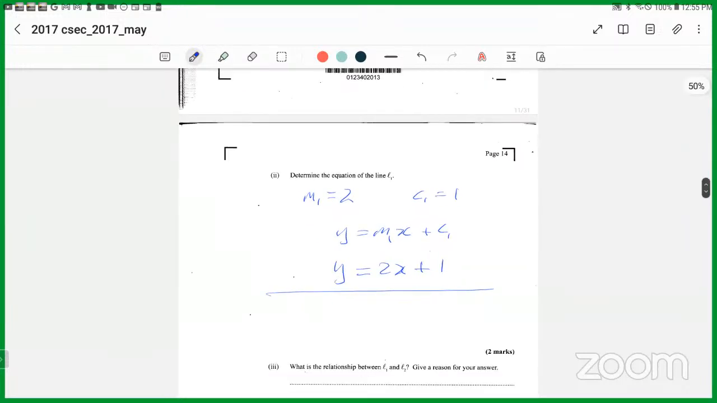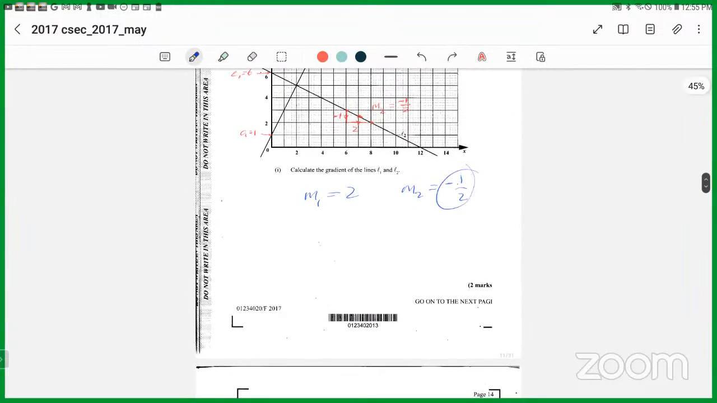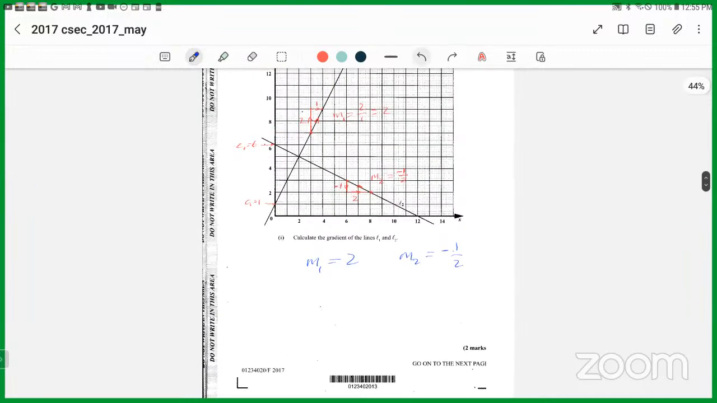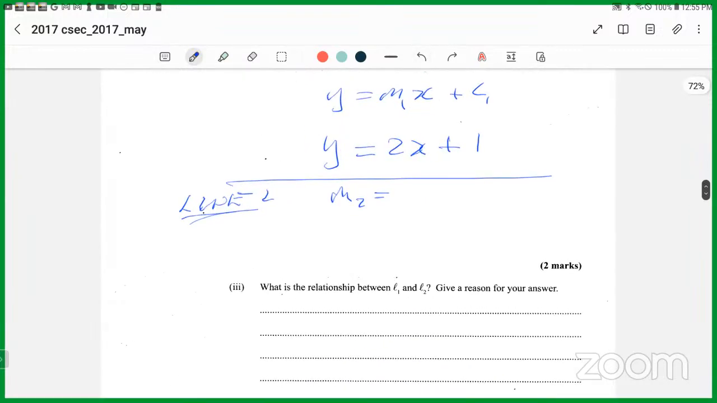This was line 1. If I wanted line 2, I could do it as well, because the gradient of line 2, I have it. It is minus half. And the C on line 2 is 6. So for line 2, minus half is the gradient, and the C is 6. So the equation will be y equals m, which is minus a half, x plus 6. That's if the question wanted line 2, but we only wanted line 1.